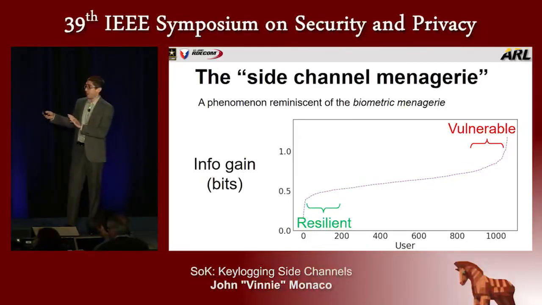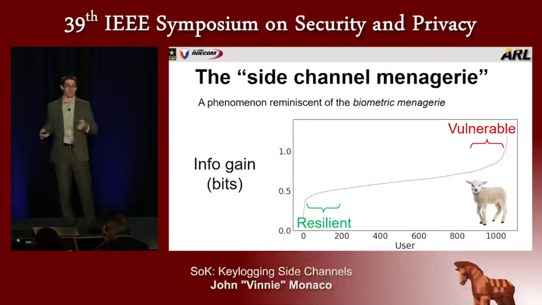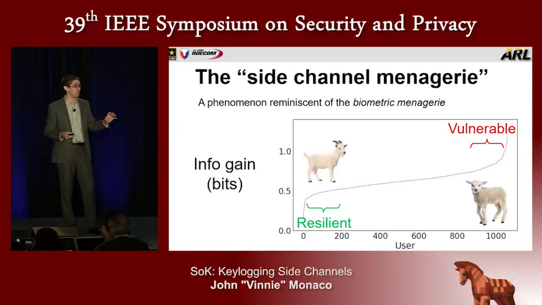So in the biometric menagerie, the lambs are those users who are easy to impersonate, and in our side channel attacks, the lambs are those users who are relatively vulnerable to attack. So we can gain a lot of information per latency. And in a biometric system, the goats are those users who have difficulty authenticating as themselves. So they have low genuine match scores. And in our side channel attack, the goats are those users who are relatively resilient to attack. So it's actually good to be a side channel goat.